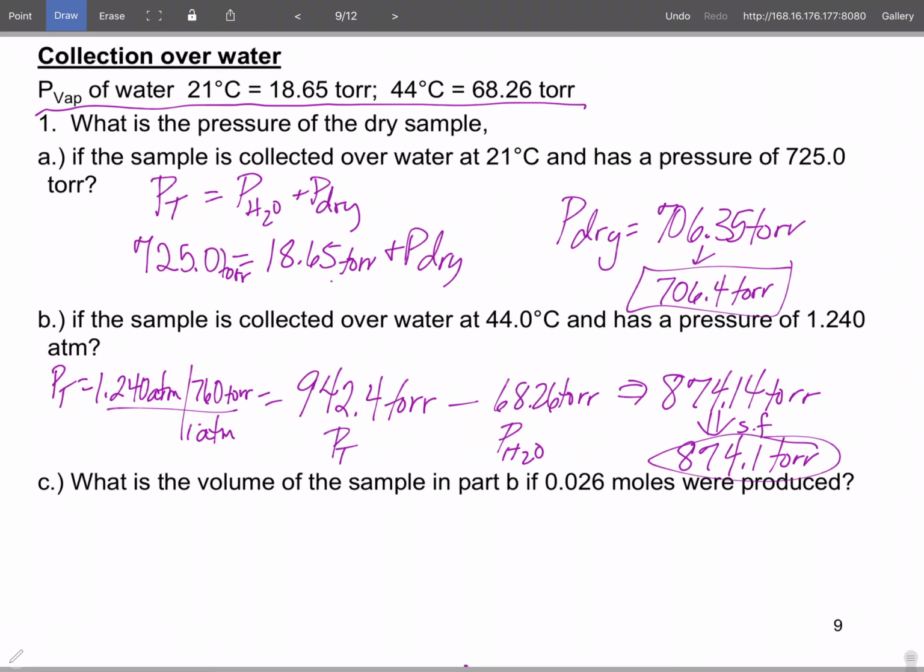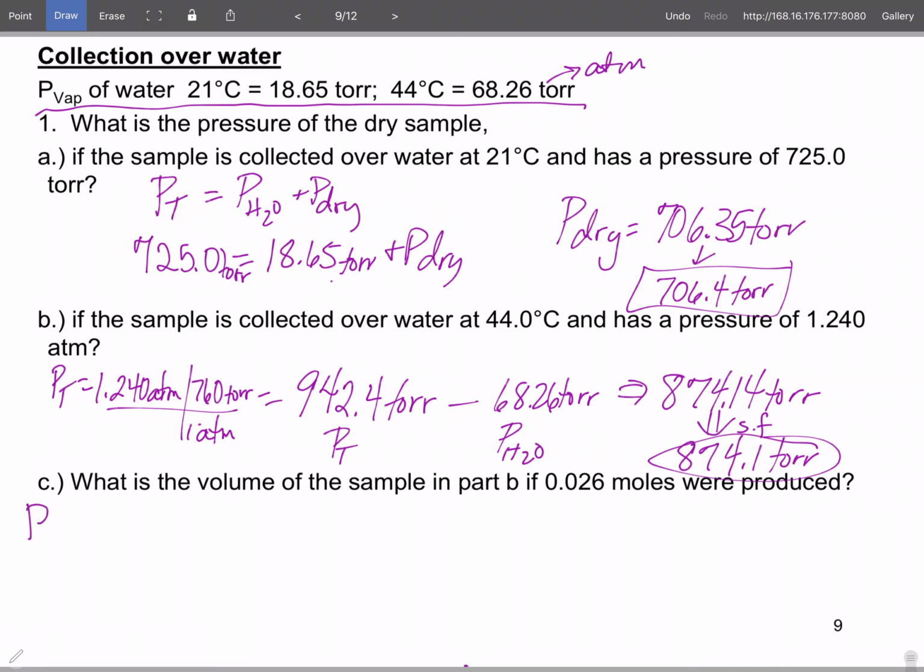So that would give you the value. Now, you could have converted the torr up here to atmospheres and then subtracted it. It doesn't matter. That may have been smarter based upon C. What is the volume of the sample in part B? If 0.026 moles were produced, okay, fine.